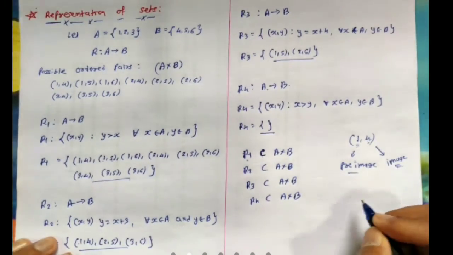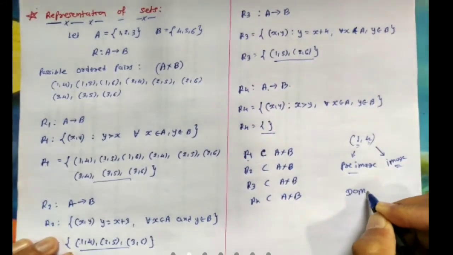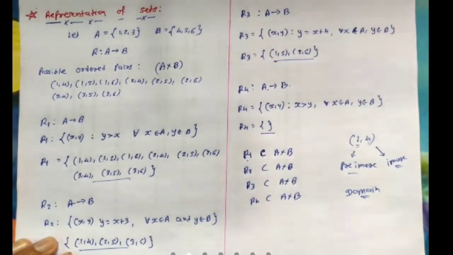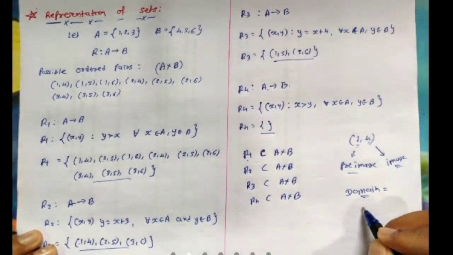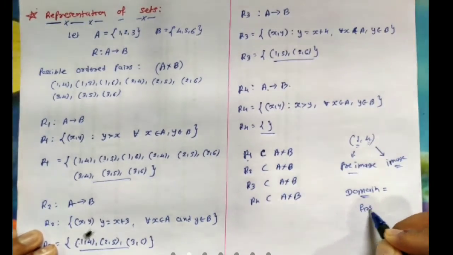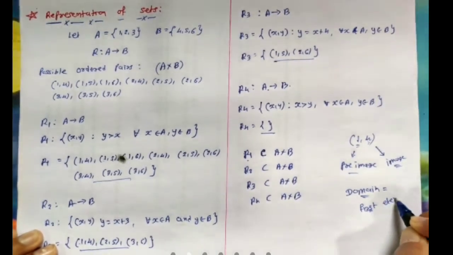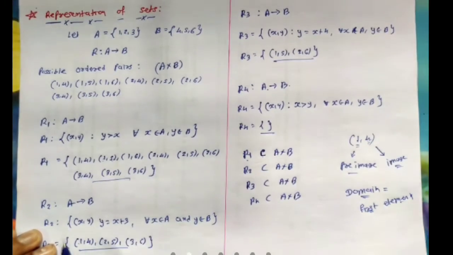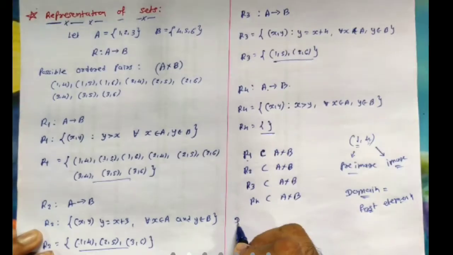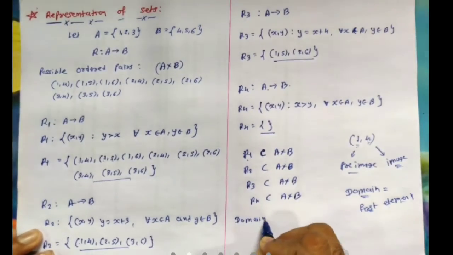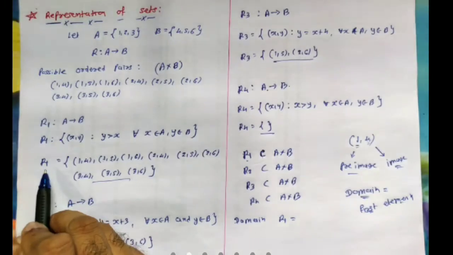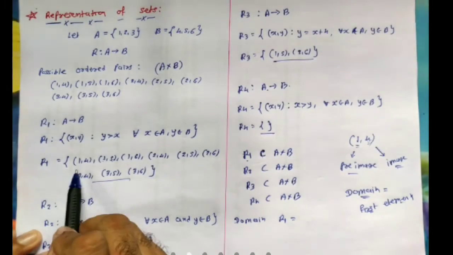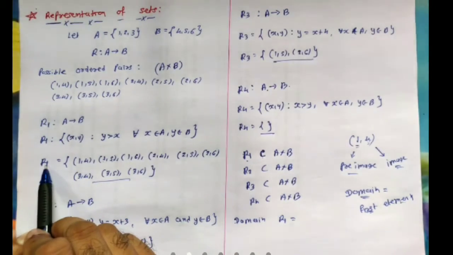Then we have discussed domain. Domain of relation, right? What is the definition of domain? Domain is nothing but the set of all the first elements. Set of all the first elements of a relation is known as domain. For example, if you want to find the domain of relation R1, this is relation R1, and these are all the possible ordered pairs of relation R1. So what is the domain of relation R1?